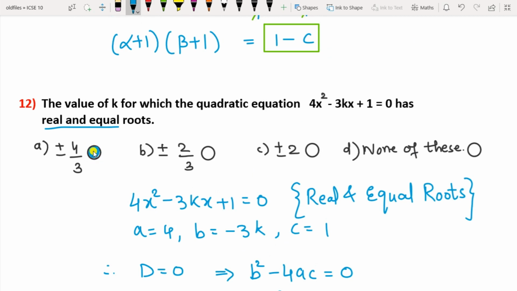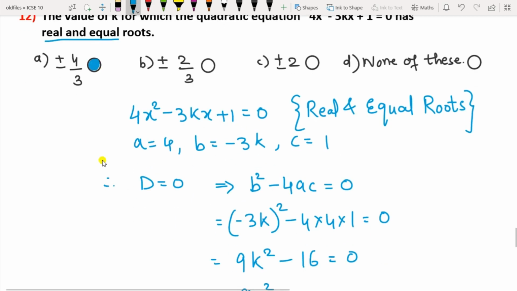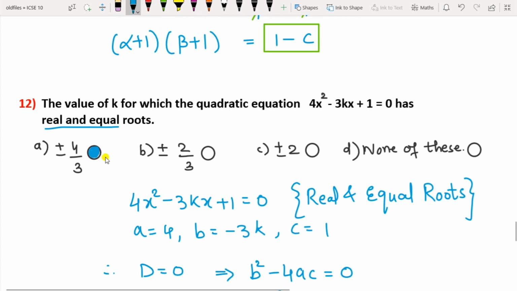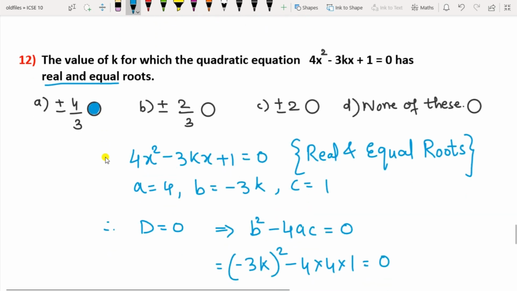So these are the different types of MCQs that you can get to solve. So hope you have understood it and work hard.